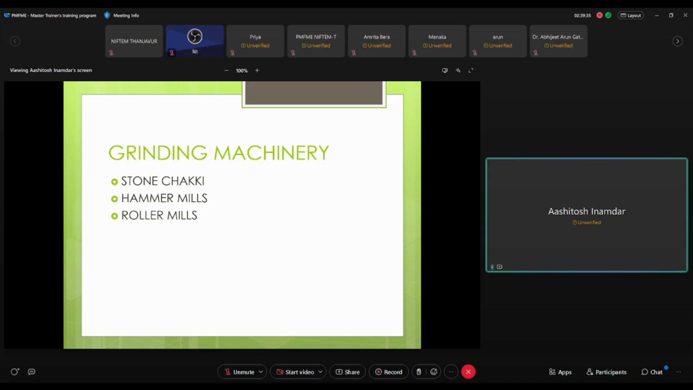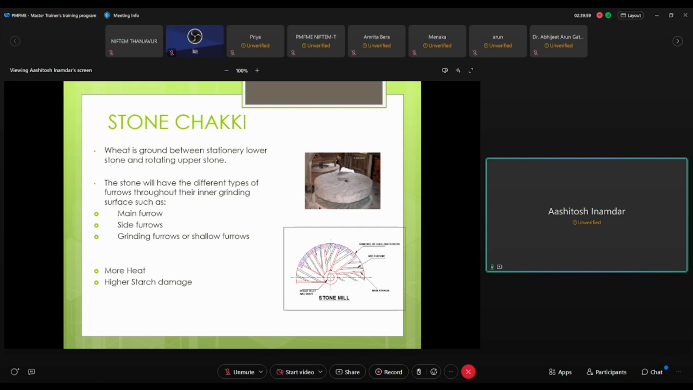Grinding machineries. So this takes us to the further part of processing, which is grinding. Basically, these are the three grinding or pulverizing equipment we use. I'll just brief it out because I'm not sure which industry you people are from. The first and common way of processing the grains is the stone chakki, right?